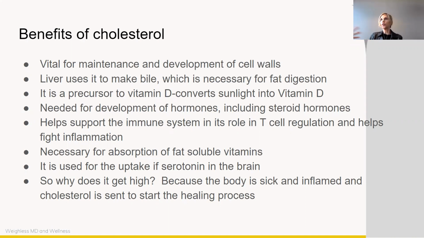That's what I said about food. If a food is causing inflammation, you're going to see an increase in cholesterol because of that. It is essential for the absorption of fat-soluble vitamins. It's used for the uptake of serotonin in the brain. And again, understand that when you see an elevated cholesterol, it's because the body is sick. It's inflamed. There's something going on, gut issues, what have you. There's a stress on the body.